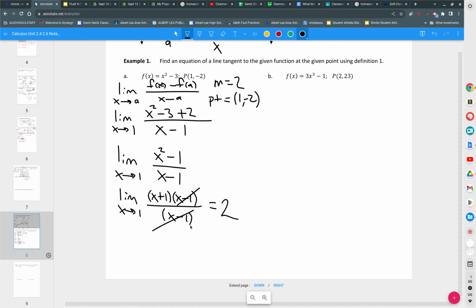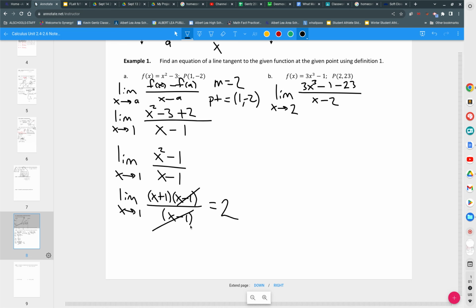Okay, this one, I have my function 3x cubed minus 1. What makes this one different from the previous one? Yeah, I've got a cube. Cube, how is it going to factor? I don't know. Let's try. I have the limit as x approaches what? 2 of 3x cubed minus 1 minus what? 23 over x minus 2. That's the limit I would like to determine.